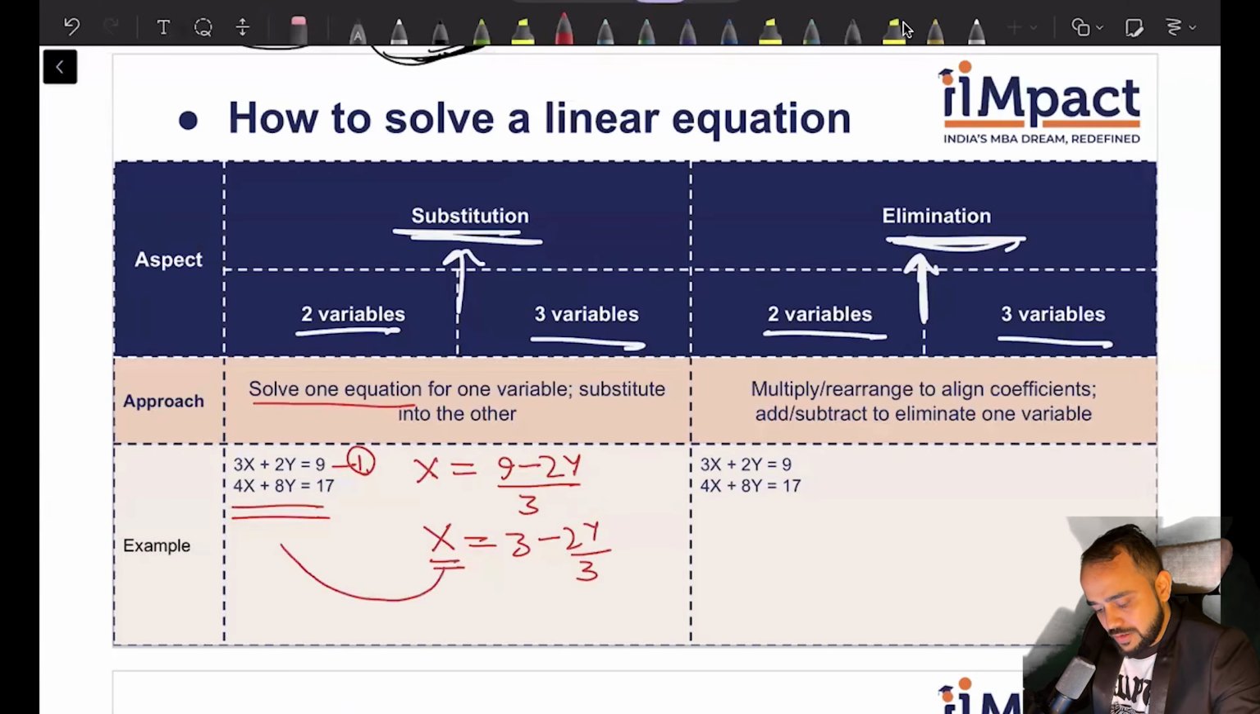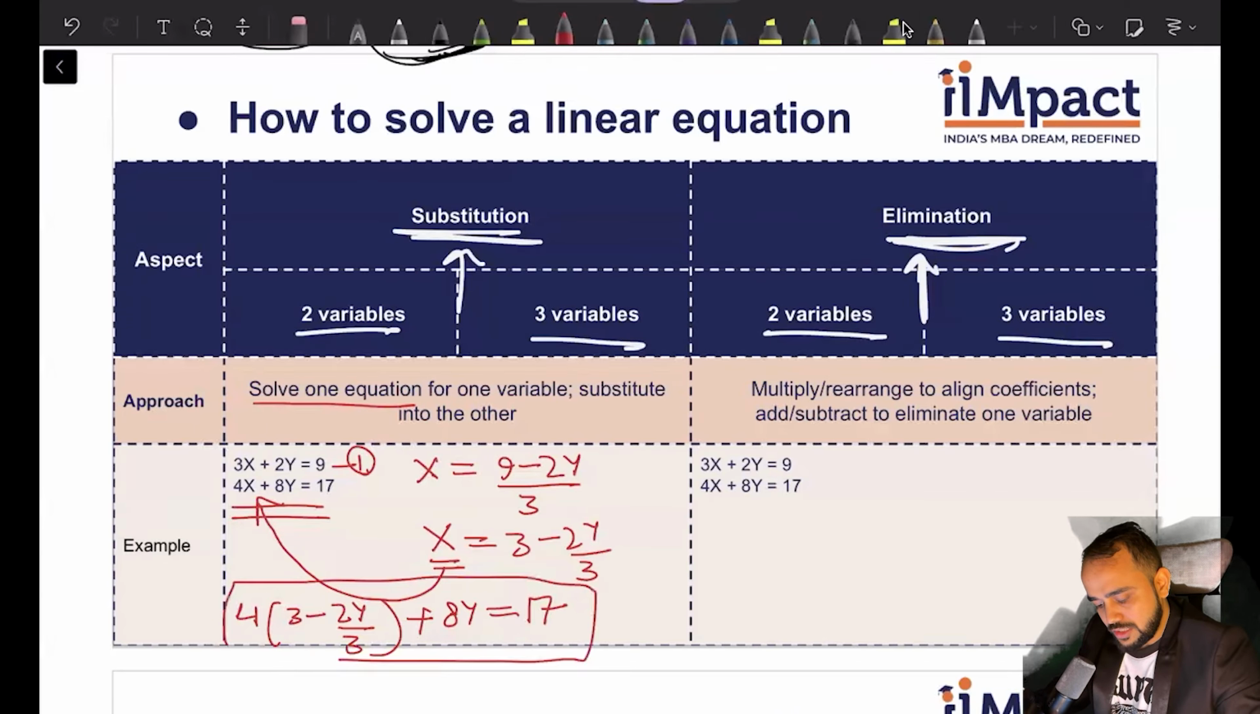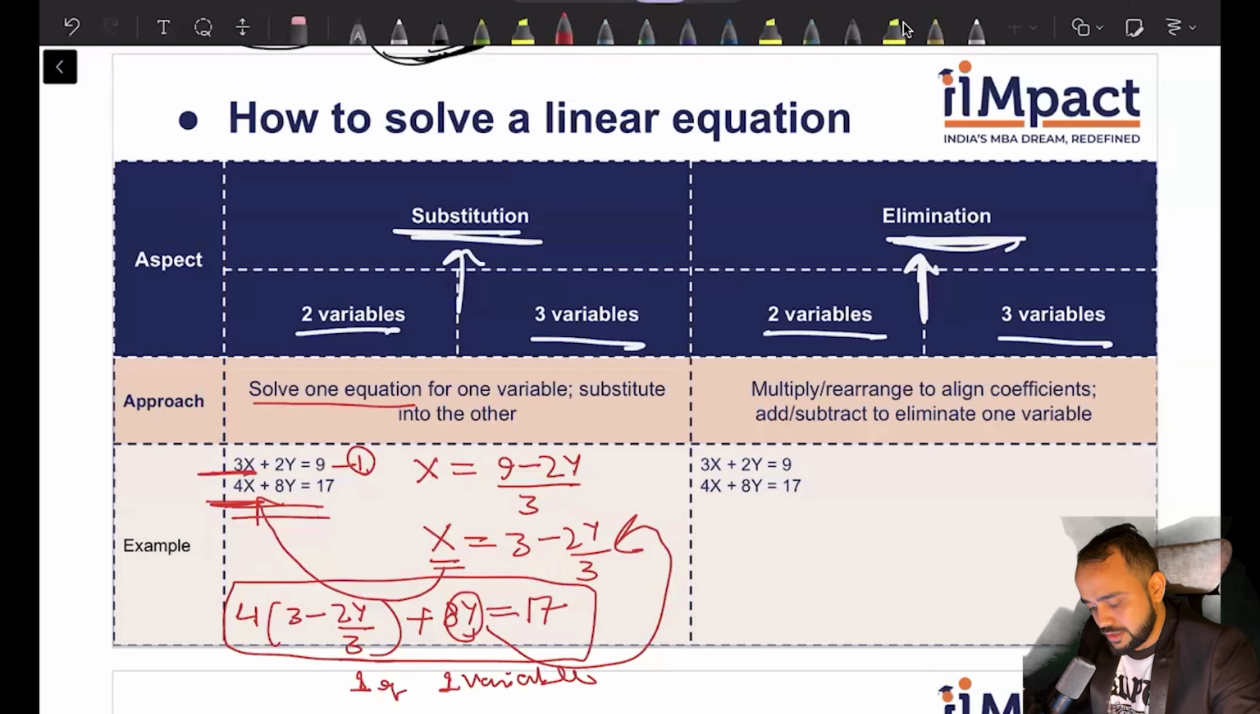Now I will substitute this value of x in the second equation. So I will get 4 times x, which is 3 minus 2y by 3 plus 8y is equal to 70. You can then go on and solve this and you will find the value of y. Once you solve for this value of y, this is one equation, one variable. I started with two equations, two variables. So I reduced the complexity to one equation and one variable, which is what substitution exactly does. So once I have the value of y here, I can put it back in this expression of x is equal to 3 minus 2y by 3 and find the value of x.